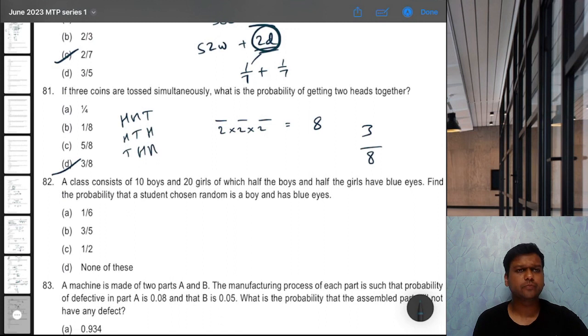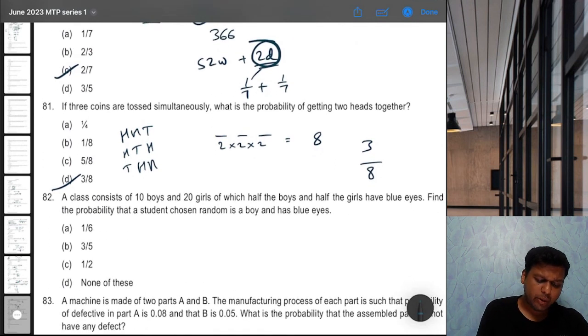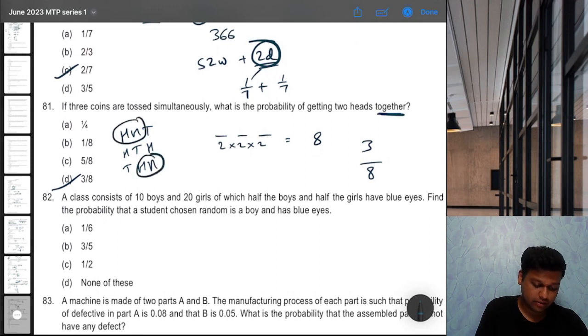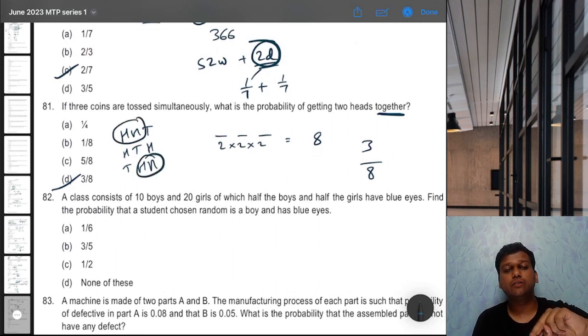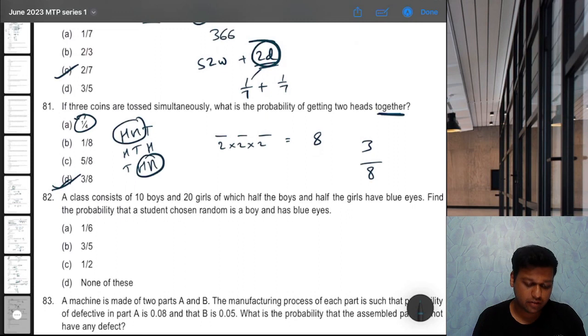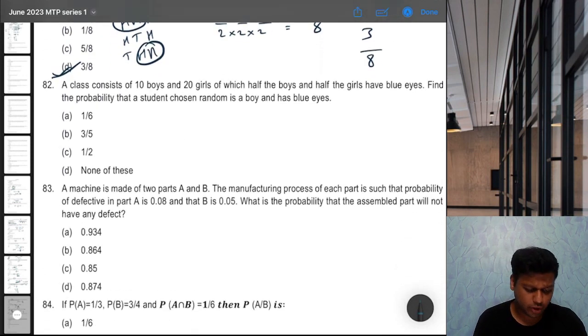Next, 82. Before going to 82, they are saying probability of getting 2 heads together. Okay. Now the question is a bit ambiguous, because together means we don't know what is the sequence of coins, right? But if they mean that it should be together, then there are only 2 cases out of 8. So in that case, 2 by 8, this will be the answer. But I feel 3 by 8 is more logical, because how will we define together, right? We don't know which coin is tossed when or which coin falls where. So together is what we don't know, right? So forget about it. 3 by 8 is more logical, I feel.